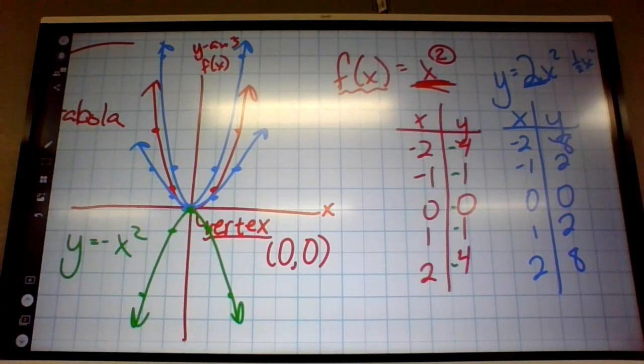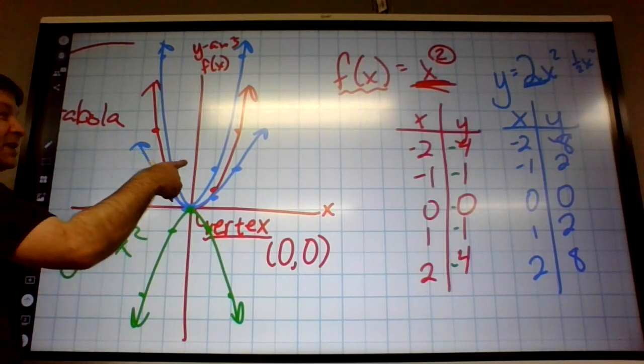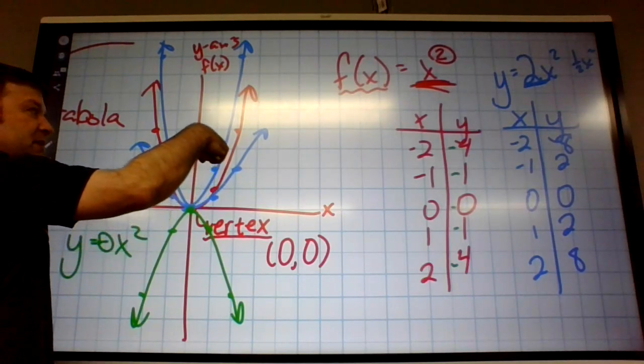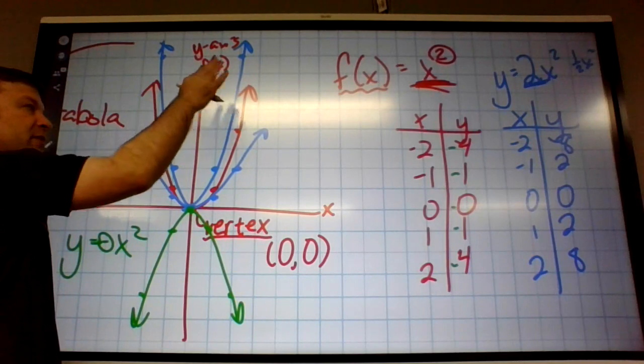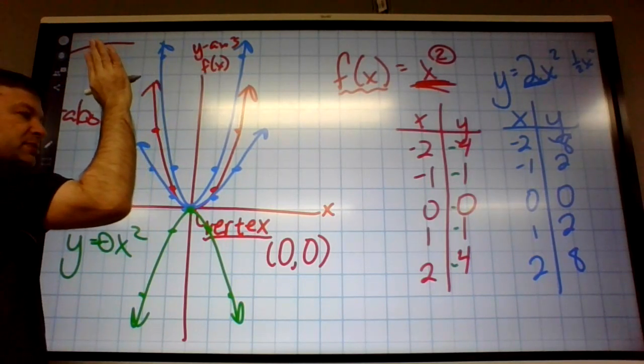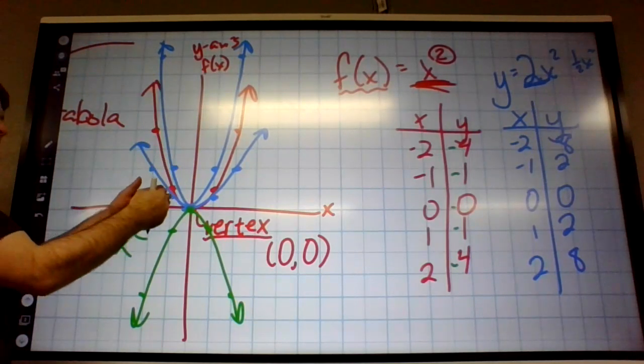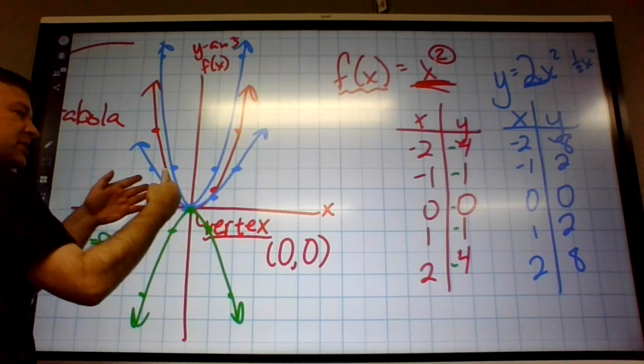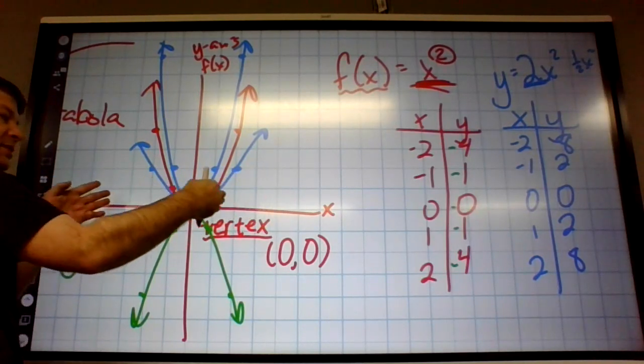Couple things to notice. So that's what a negative in front does. So parabolas, they get steeper and steeper forever without ever going straight up. Okay, the domain is all real numbers. It goes forever right and forever left.